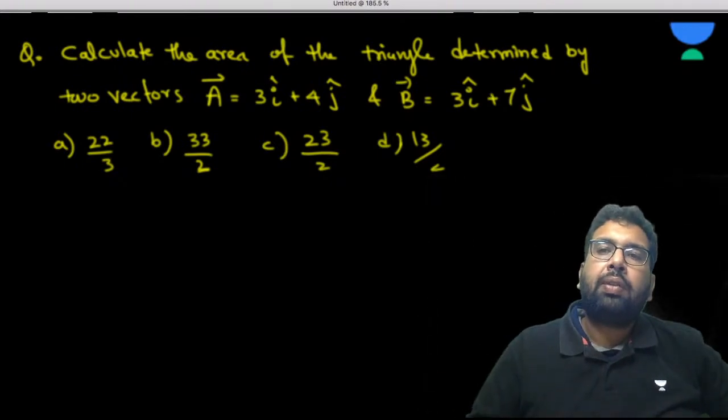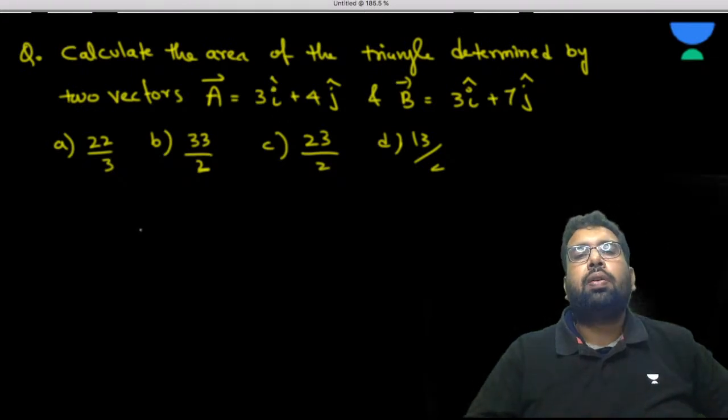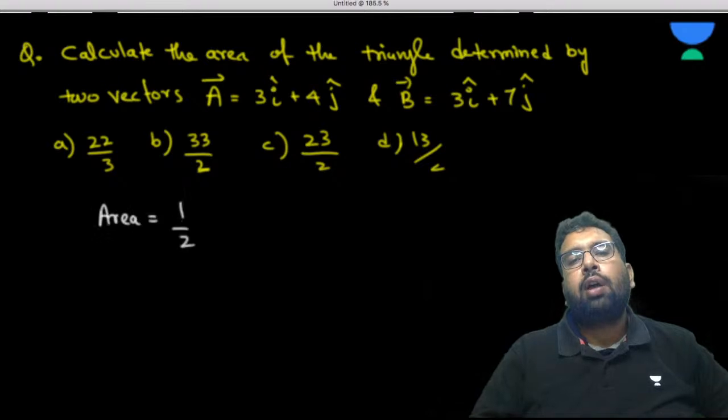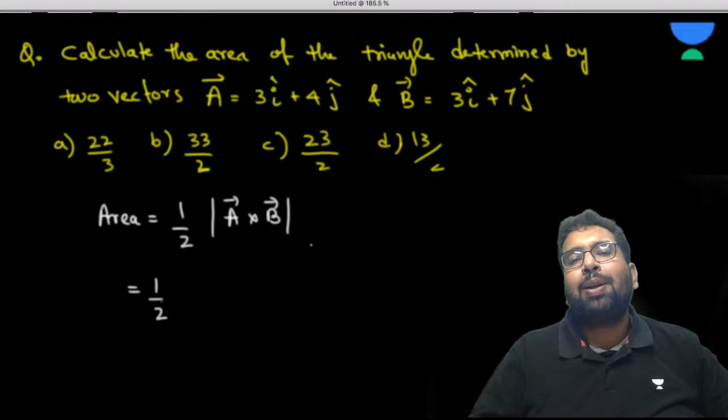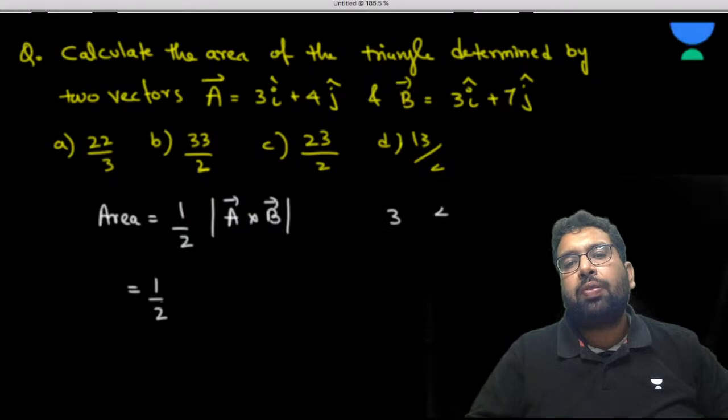See, very simply we can do it. We need to find the area of the triangle. So what is going to be the area of the triangle? It is half the magnitude of A cross B. Now see, very, very simple. There is no k component, so we can use the determinant method, or we can do it right away. First of all, see how to do it quickly. 3 4, 3 7.